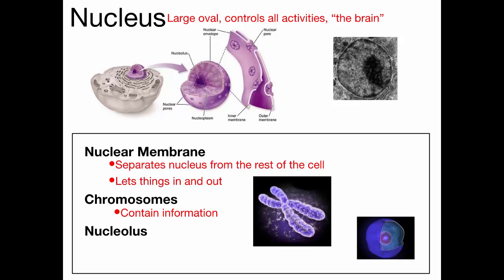Finally, the last part within the nucleus is this dark area, shown here. It's called the nucleolus. It means little nucleus, and it actually makes, in that nucleolus, another cell structure we're going to talk about called the ribosome.